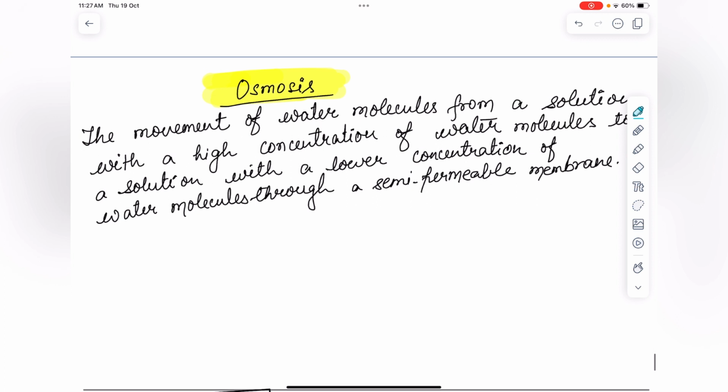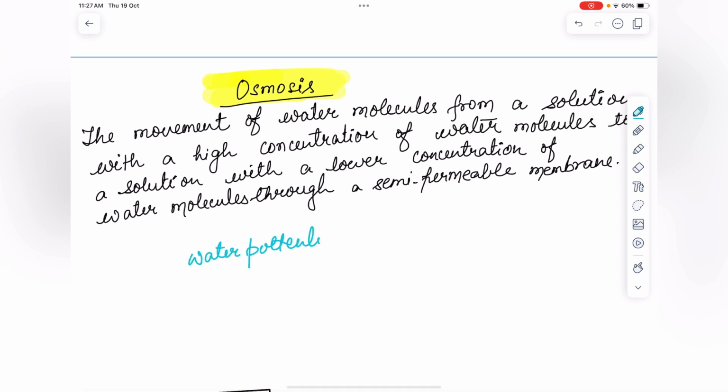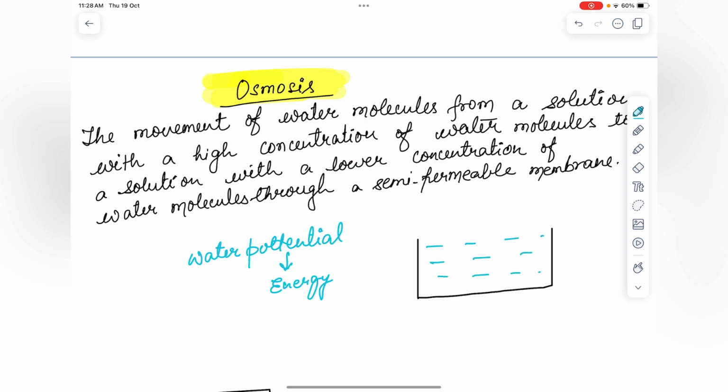We refer to water potential as energy. What kind of energy? See, water is present in this. If this is pure water, the water potential will be 0. What will the water potential be? It will be 0 when pure water is present.